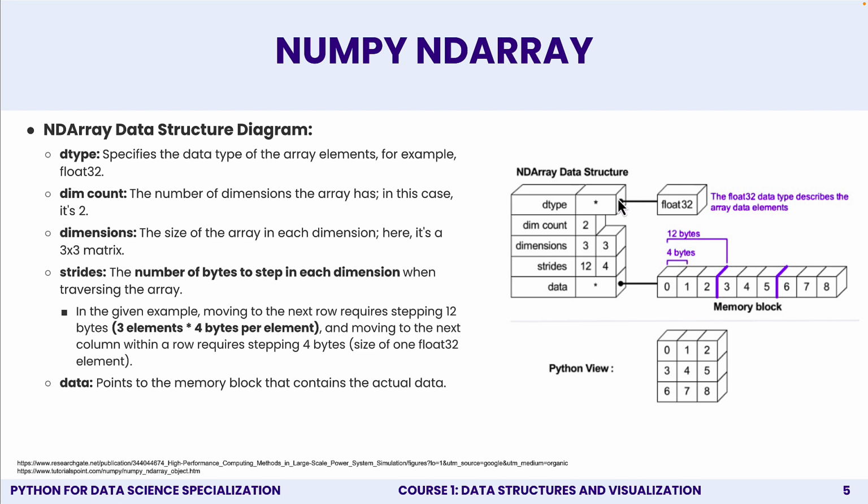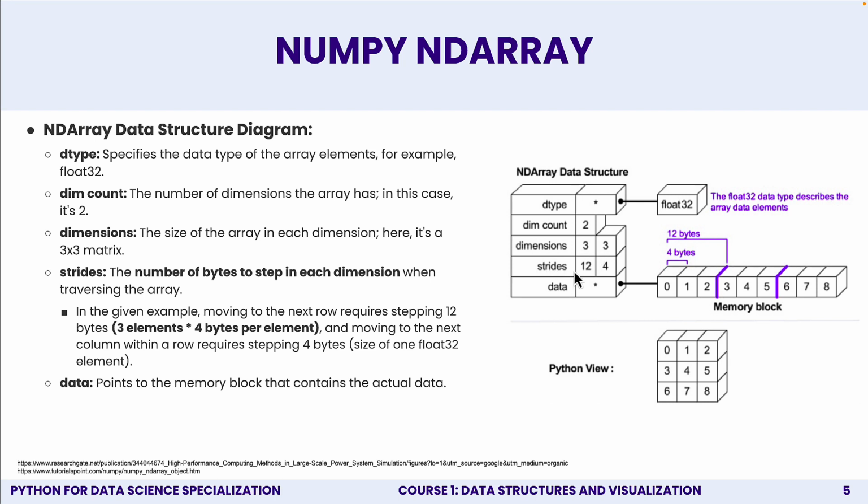First of all, it has metadata, which is a description of the ndarray structure. The description starts with the type. Here the type specifies the data type of the array. In this case, it's float32, which means we have a float over 4 bytes, because this also tells you how much memory you are going to allocate for each element. And the dimensional count: here we have 2, which means it's a 2-dimensional array. In our case, it is 3x3, and down below we write the dimensions, so we have 3 rows and 3 columns.